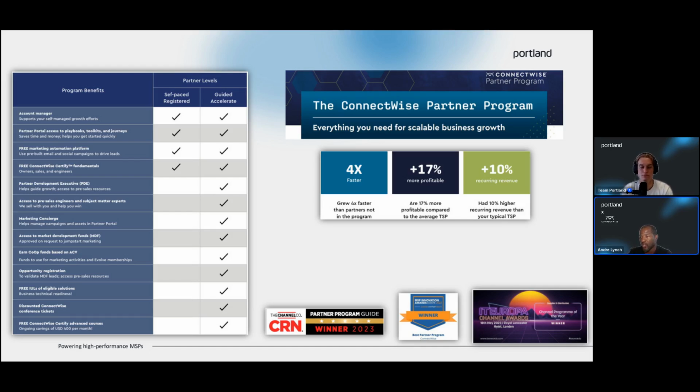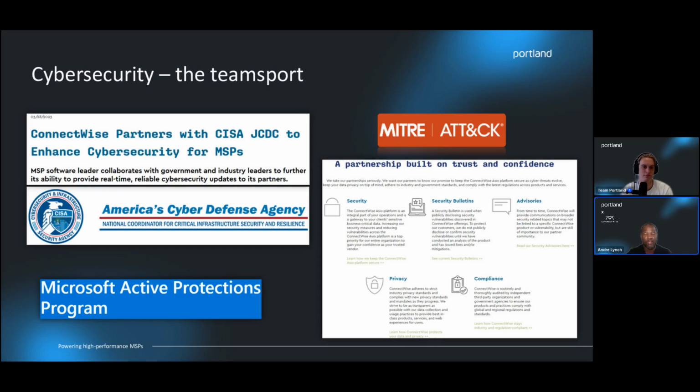It's a win-win situation. So what that means is, once you're in the program, you can see here, expect to grow 4 times faster than partners not within the ConnectWise partner program. Expect 17+% more profitability compared to other TSPs or MSPs within the space, but also 10% more recurring revenue than the average MSP or the average TSP. And it's an award-winning program, as you can see. So very, very important. Have a chat with Portland if you're interested in the partner program.